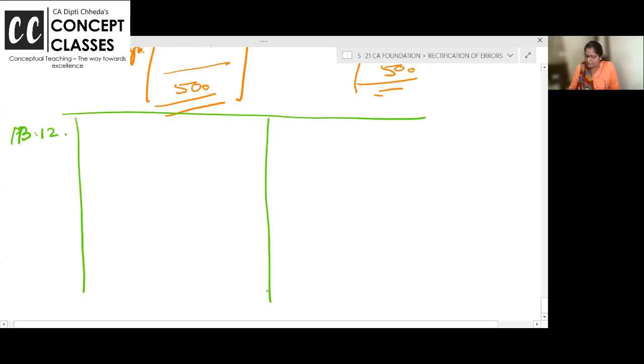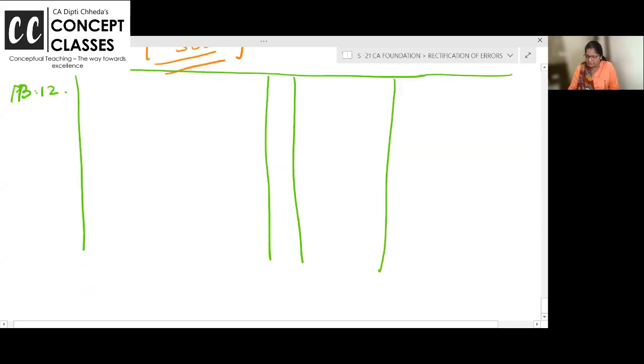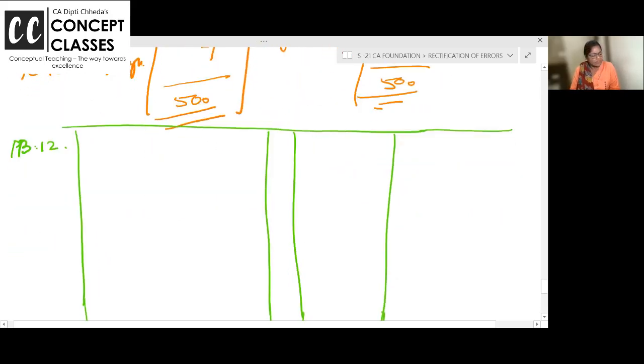So date, particulars, ledger folio, debit amount and credit amount. Full pages. Chalo. Quickly start with the 12th problem.